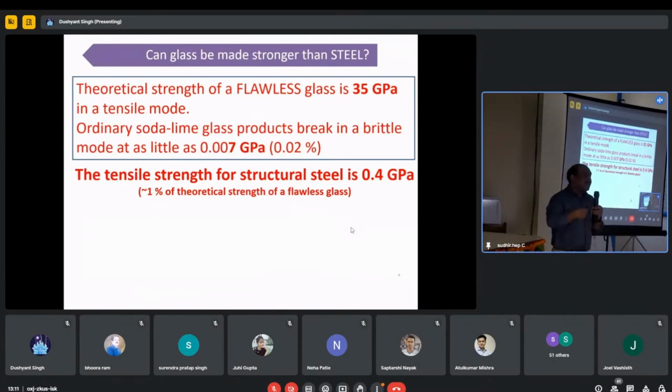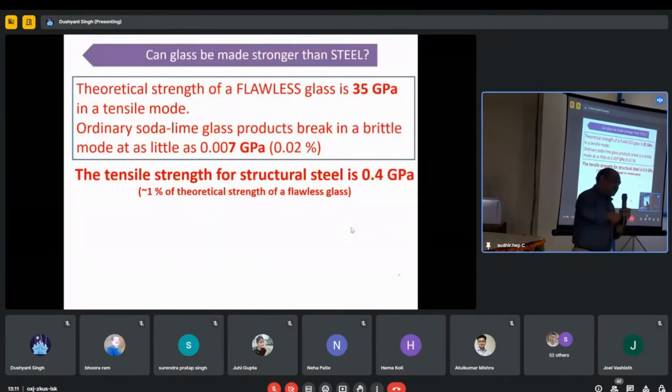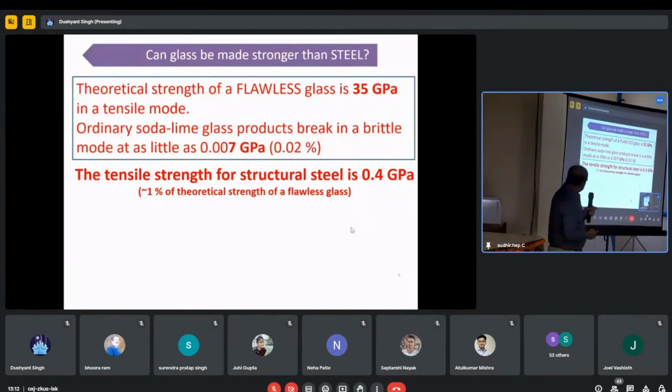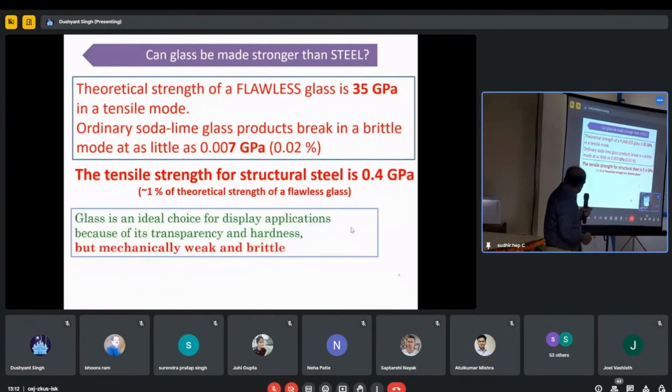But we don't get that kind of strength because glass has small micro cracks all over the glass surface because of handling. If you can achieve 1% of the theoretical strength of glass, you can have a glass as strong as steel. So glass can easily be made much stronger than steel, and there is potential. That's why Gorilla Glass is upgraded. Now it is the 7th and 8th generation. Gradually they are upgrading and making much stronger glasses.